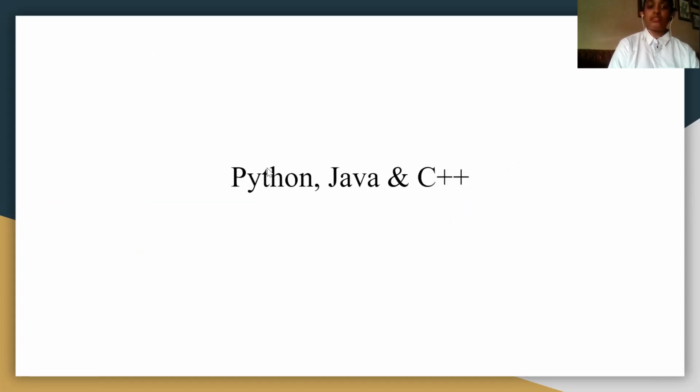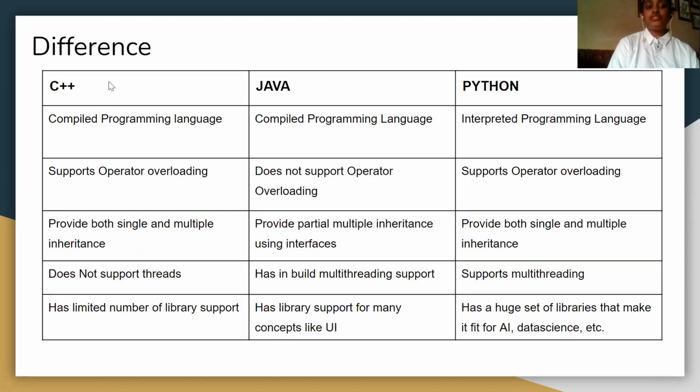Next is between Python, Java, and C++. The difference between C++, Java, and Python, as you can see: C++ is a compiled programming language along with Java, while Python is an interpreted programming language. C++ supports operator overloading. Java does not support operator overloading, while Python supports operator overloading. So you can see C++ and Python support operator overloading, while Java does not.